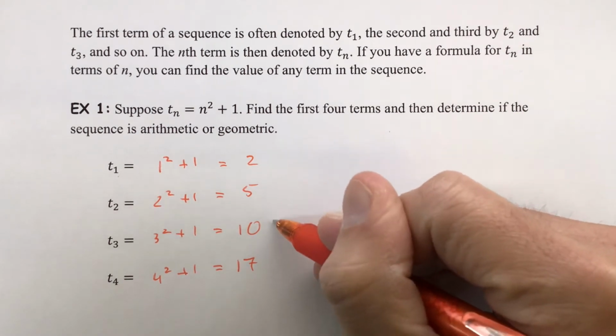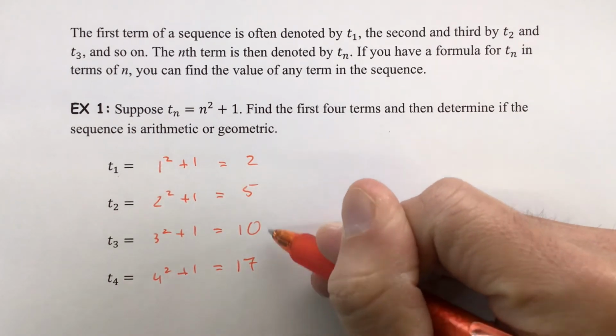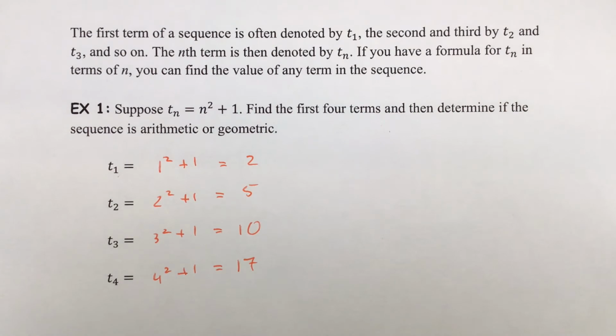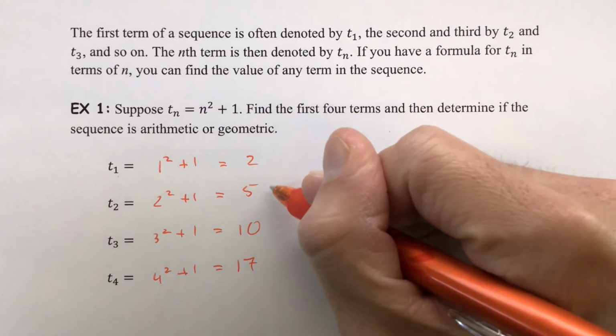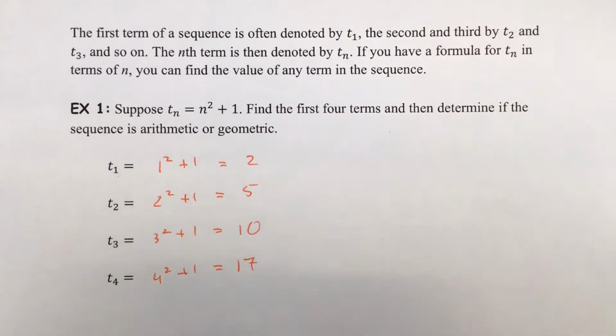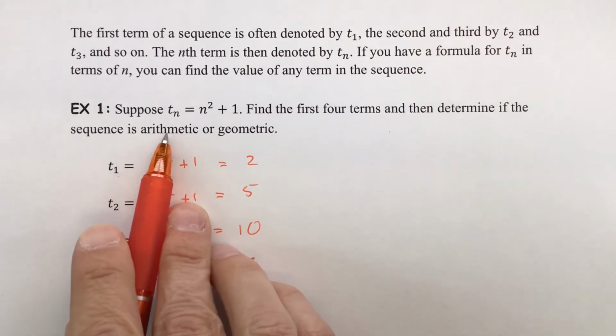The difference here is going to be 5. The difference here is going to be 7. That does create a neat pattern, which would really just be odd numbers, right? It's 3, it's 5, it's 7. But the differences are not constant, which means that it is not arithmetic.